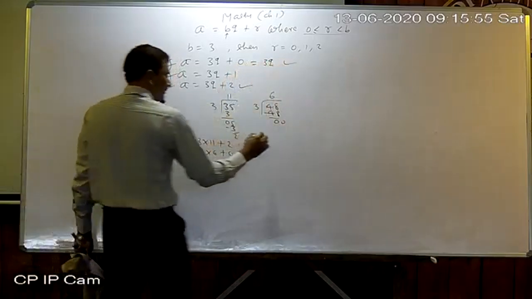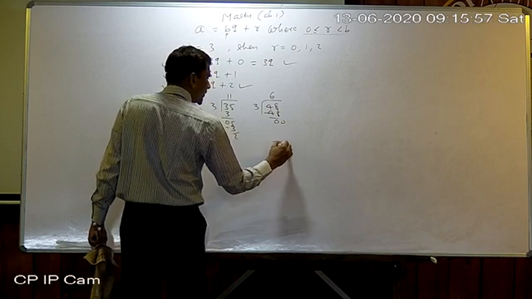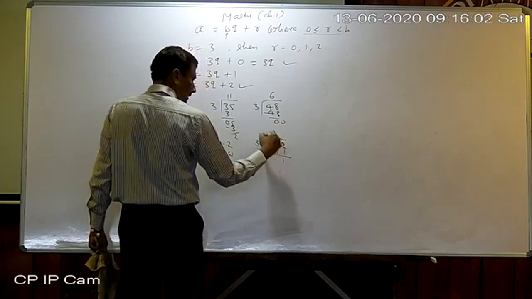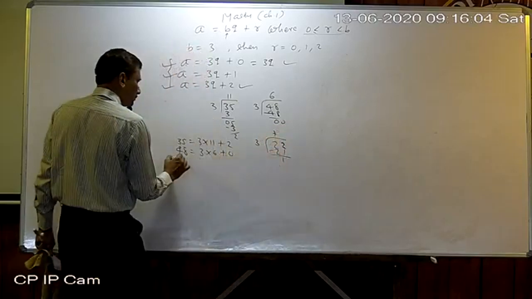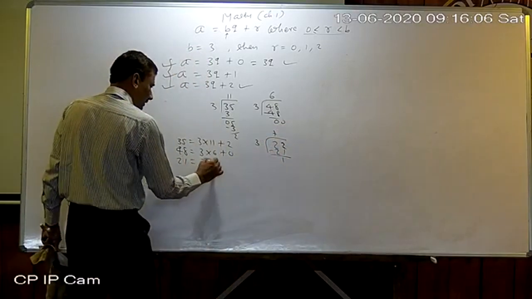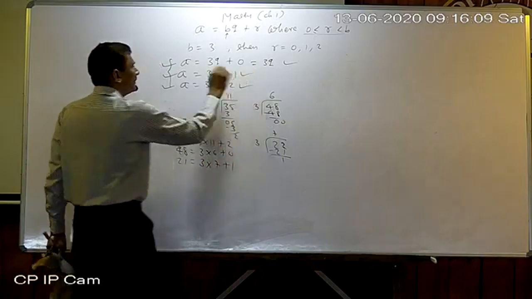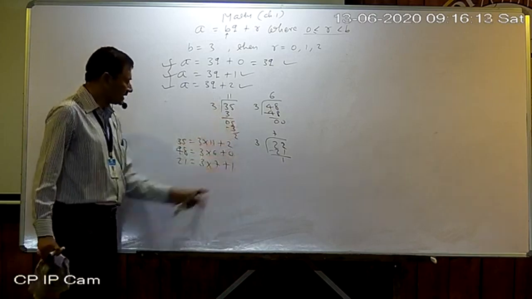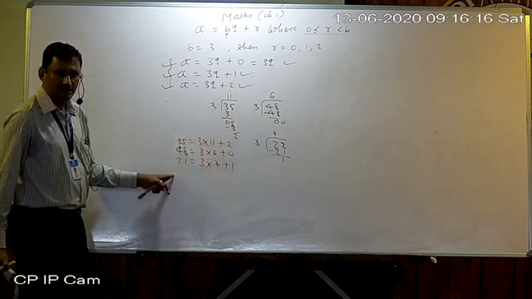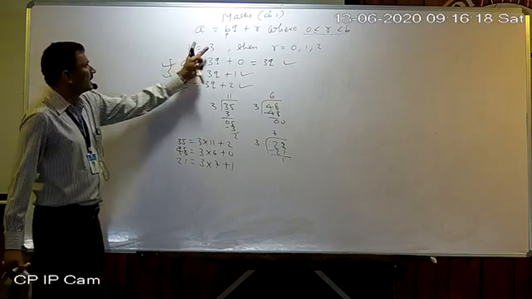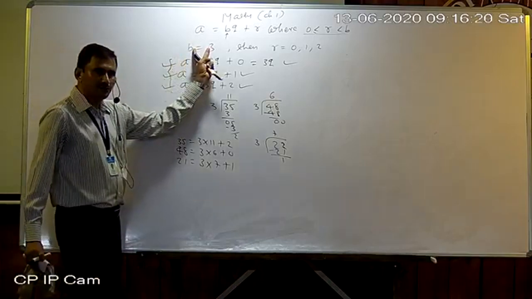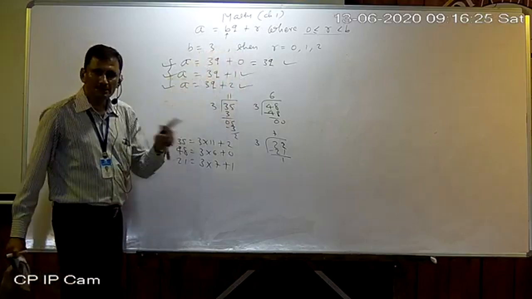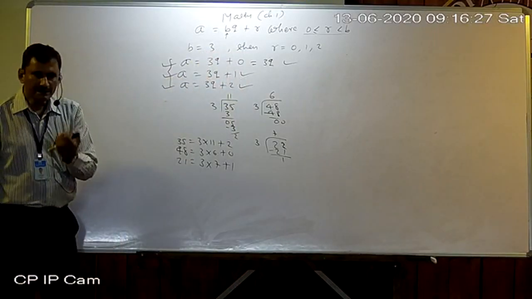Suppose I am taking 22. Then 3 sevens are 21, so the remainder is 1. So 22 equals 3 into 7 plus 1. But any number, whatever you suppose, can be expressed this way only. Why? Because if you decide this value particularly, then according to that value, we get the number of expressions. This is the theoretical part.